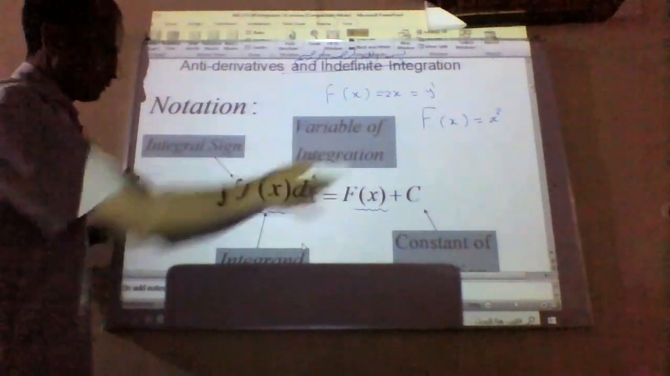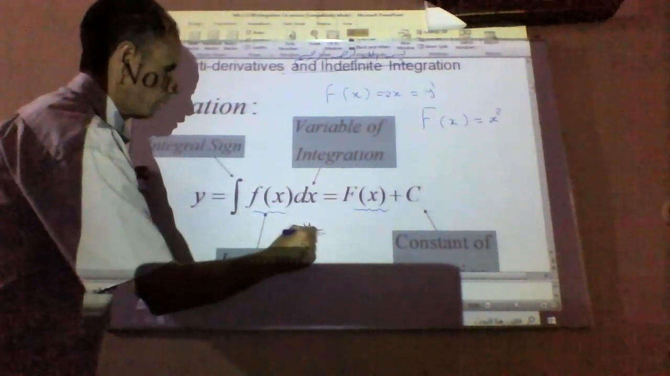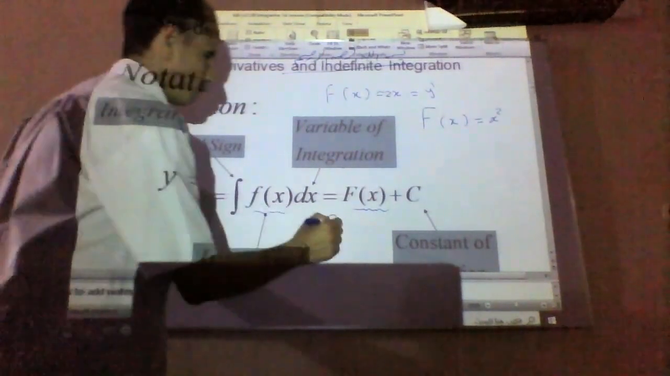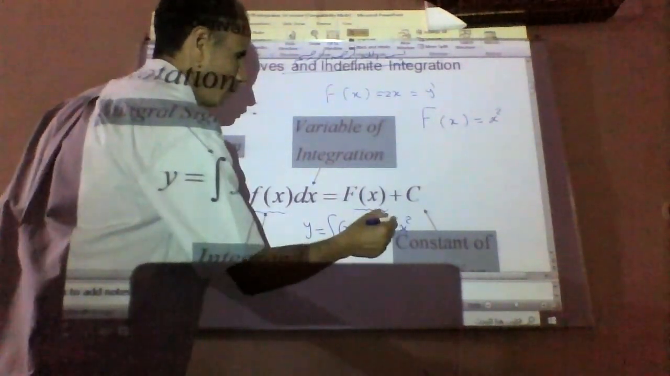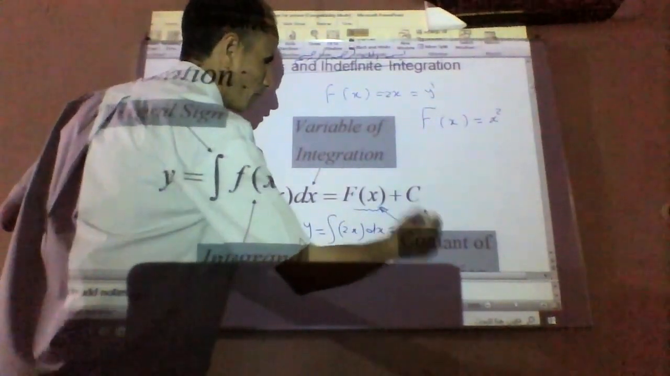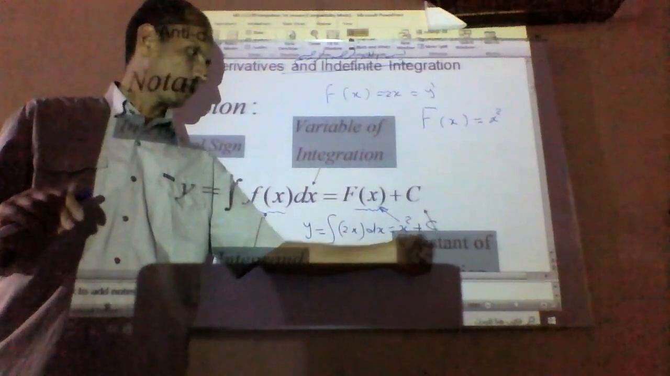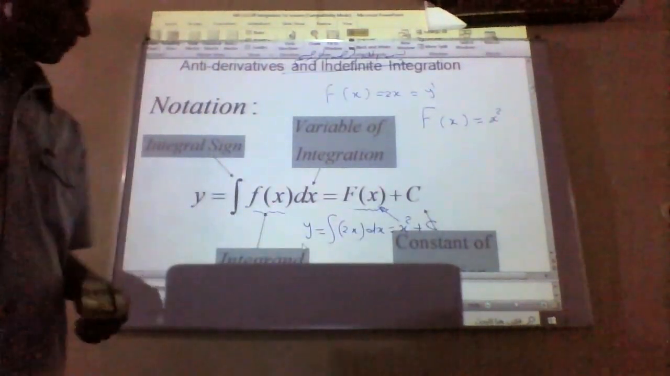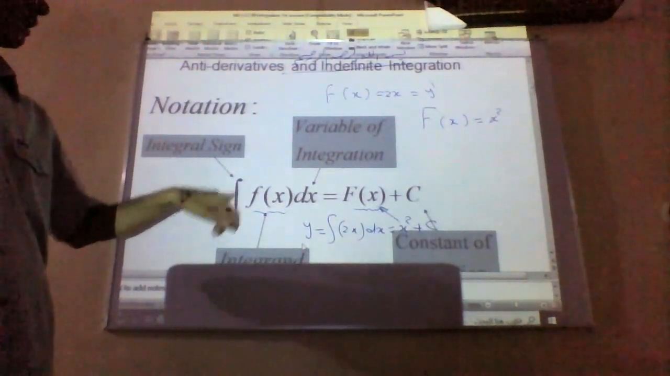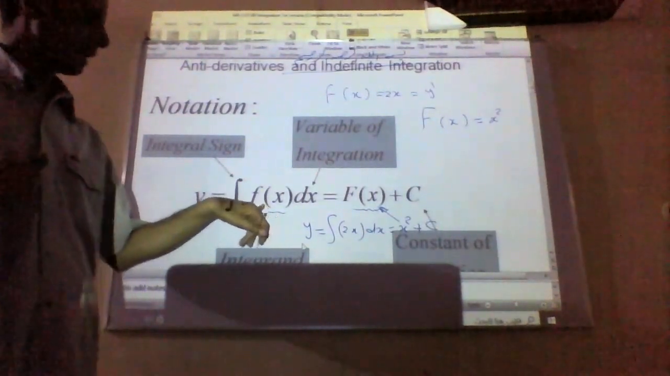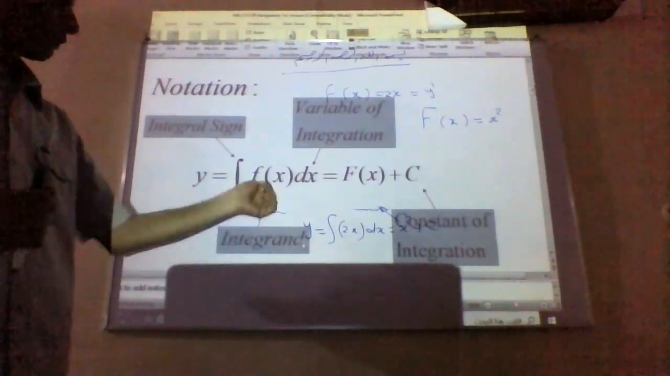So applying this notation to the previous example, y equal integration of 2x with respect to x equal x power 2, which is capital F of x, plus the constant c. x power 2 plus 9, minus 5, plus 1, x power 2 plus 0, x power 2 itself, no problem. This is the sign of integration. This function we call the integrand function.